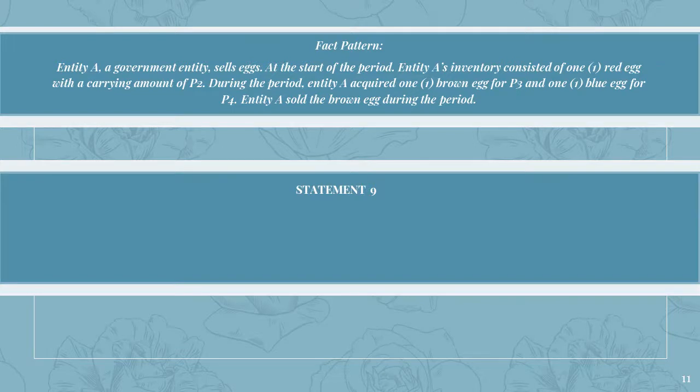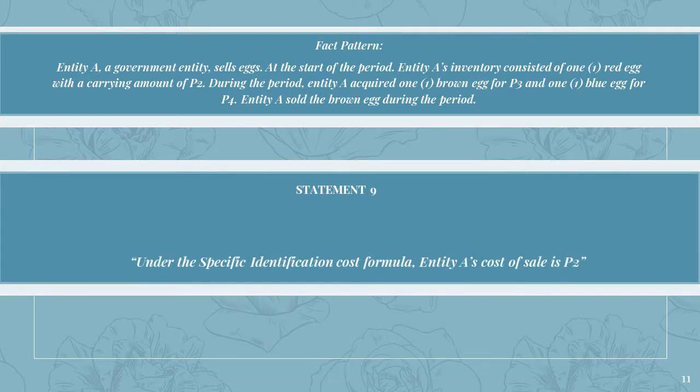So we have the fact pattern. Entity A, a government entity, sells eggs. At the start of the period, Entity A's inventory consisted of one red egg with a carrying amount of 2 pesos. During the period, Entity A acquired one brown egg for 3 pesos and one blue egg for 4 pesos. Entity A sold the brown egg during the period. For the ninth statement, under the specific identification cost formula, entity A's cost of sale is 2 pesos.